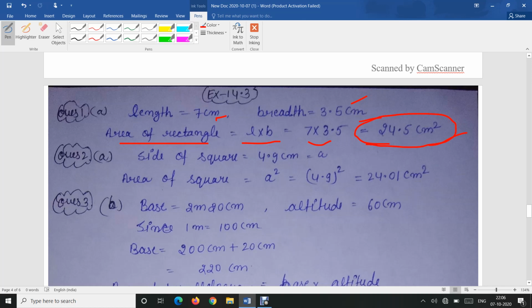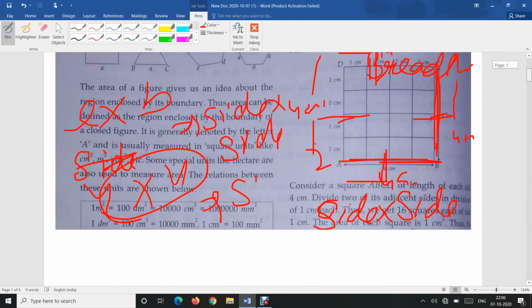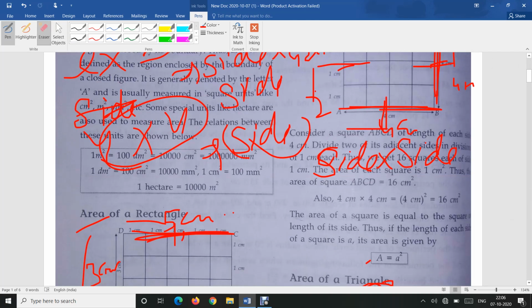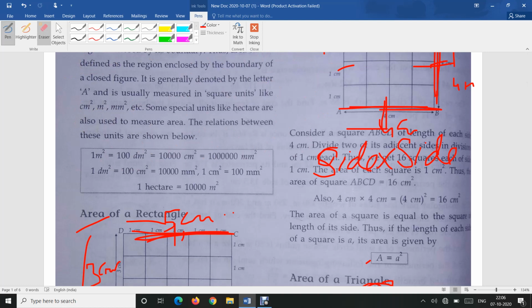There is one thing, whenever you have to find out the area, it is given at the very beginning of this chapter. When you are finding the area of any object, then the unit of that figure will always be measured in square. That means centimeter square, meter square, millimeter square, not liter square. That is one thing that is clear from here.